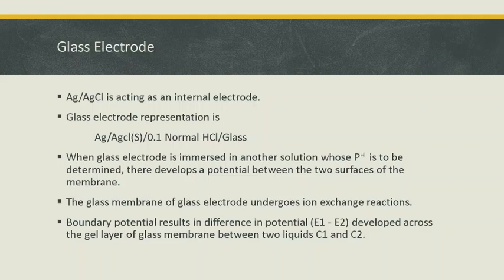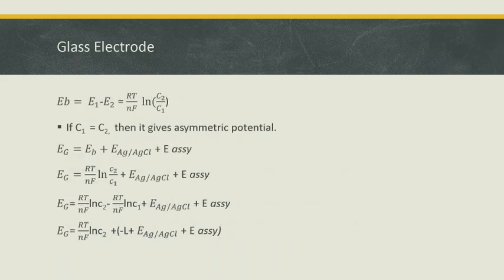This potential is called the boundary potential. The potential E1 minus E2 is equal to RT by nF ln C2 by C1, the final equation. In case we don't know which concentration we have in the unknown pH solution.